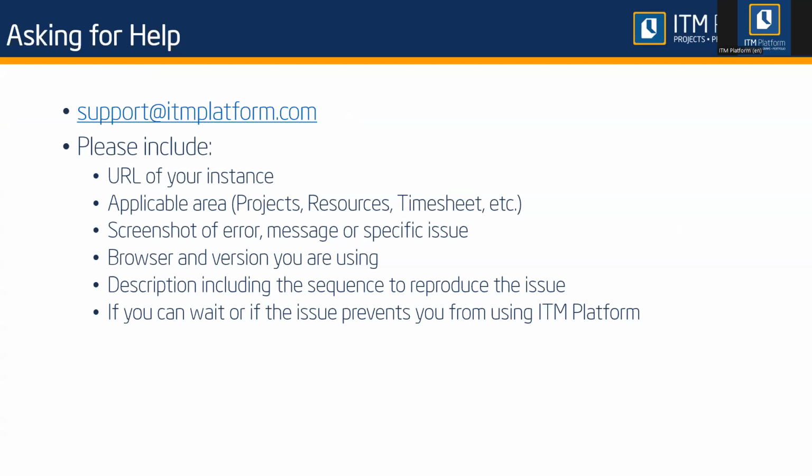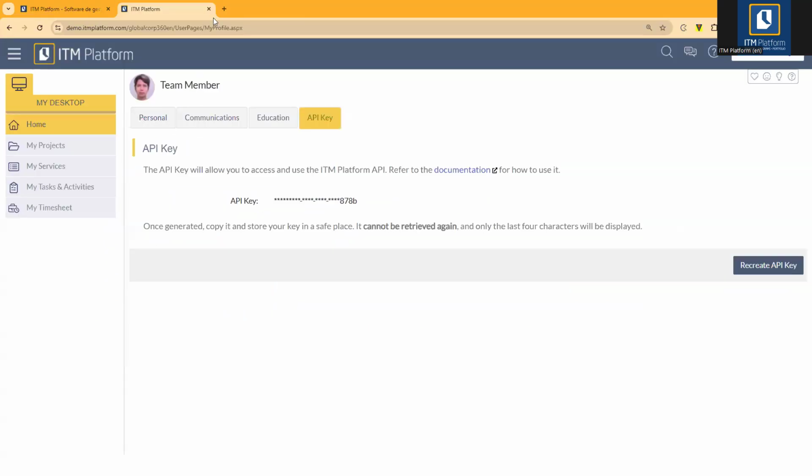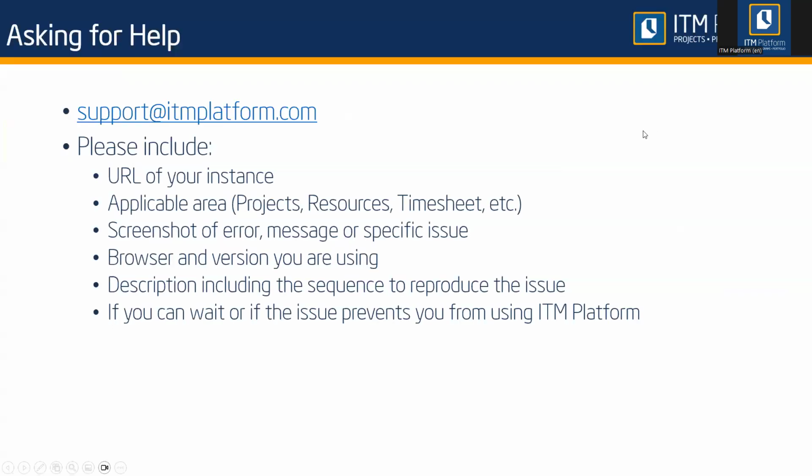Now, within this email, we ask you to include the following if possible. First of all, the URL of your instance. Let me show you where to get it. If you don't know, simply go to your browser and inside ITM Platform, just copy this URL at the top. Whatever is after the .com is really important because this tells us which environment you are using. Sometimes an issue is happening only in one environment, so that's important for us.